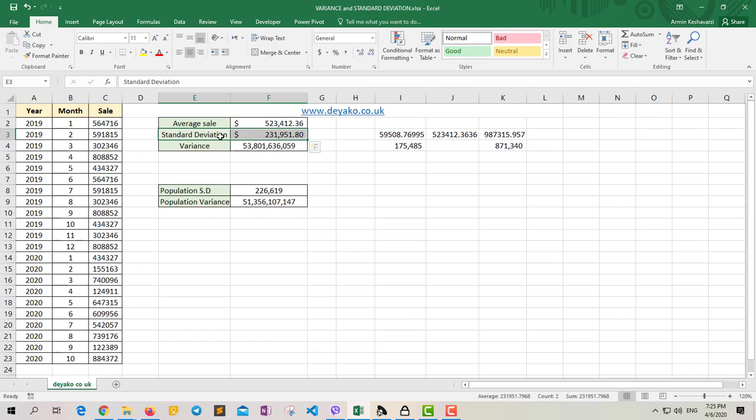So we use the standard deviation when we want to report something. But in statistical terms, in statistical equations, you use variance. And also we have a population variance, whose definition is exactly the same as the population standard deviation. So this is how the variance and the standard deviation work in Microsoft Excel. I hope this will be useful for you.